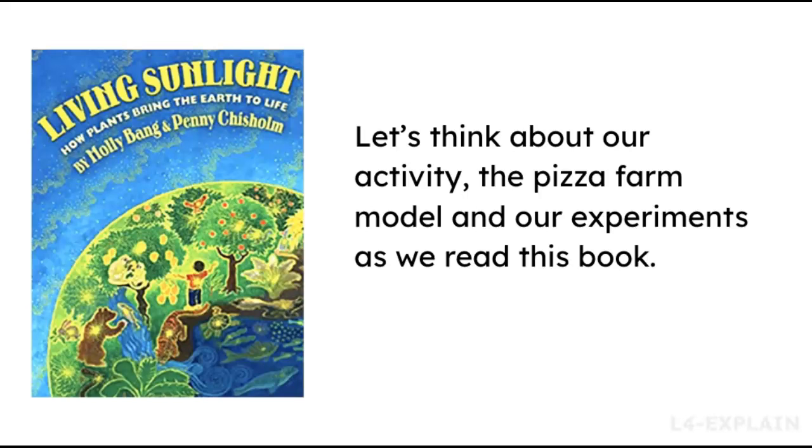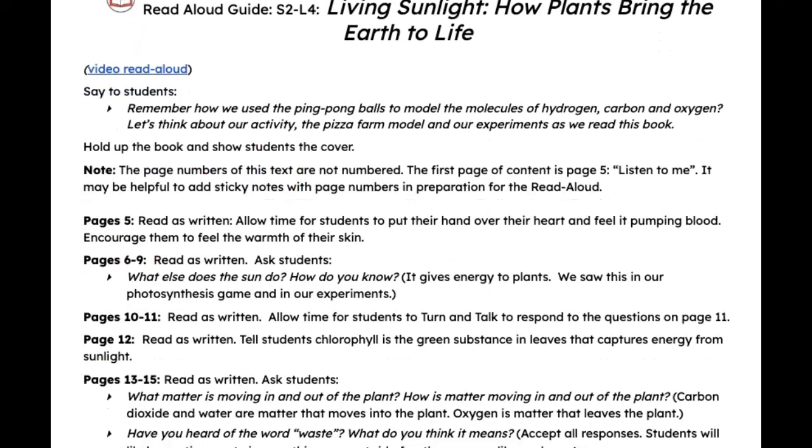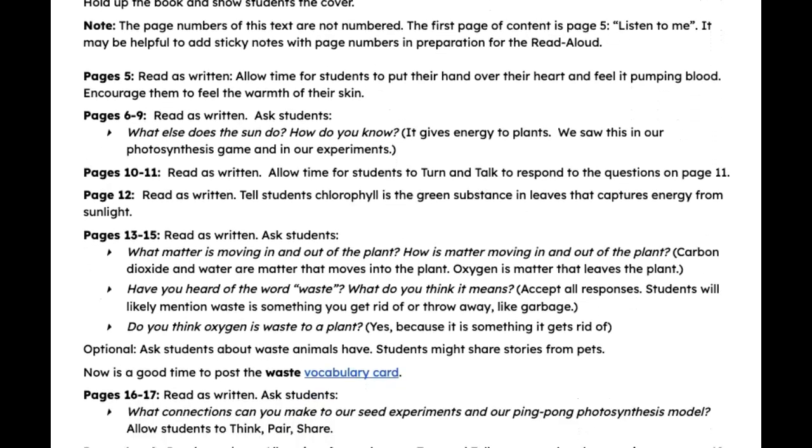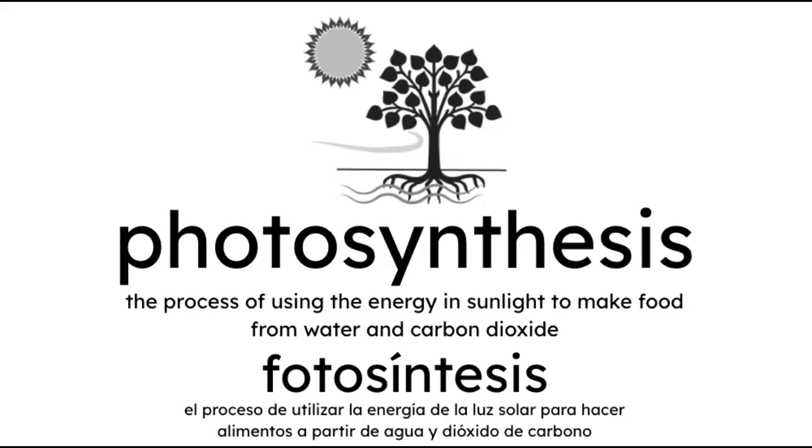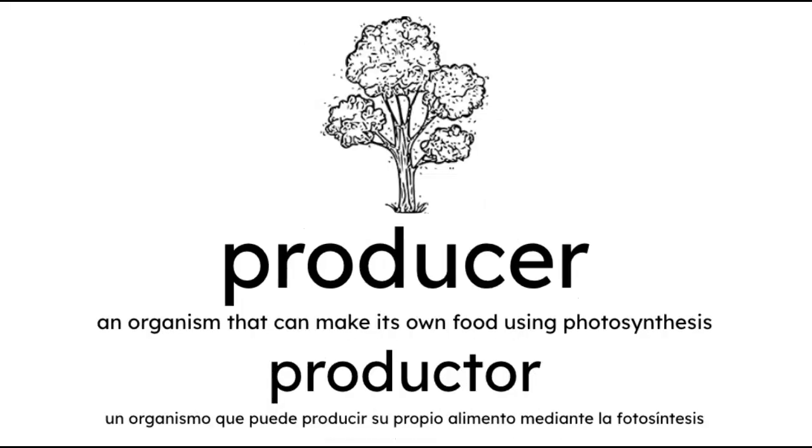You'll then read and discuss certain parts of the book Living Sunlight. Use the Read Aloud guide to ask students questions during the reading. After reading, you can post and discuss the photosynthesis and producer vocabulary cards.